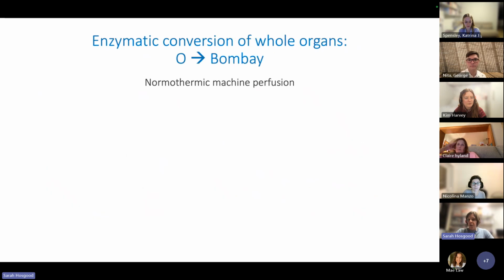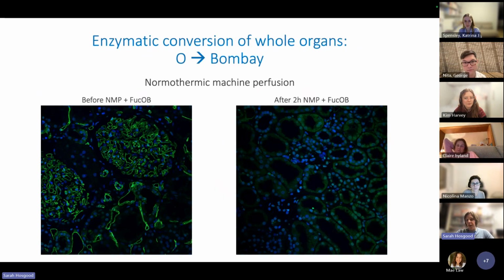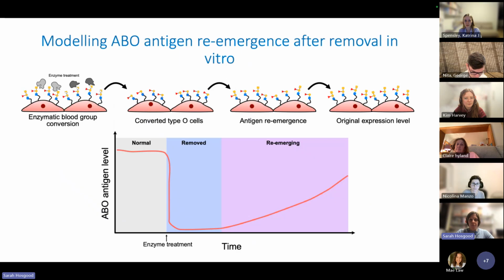Again, there's been an enzyme formulated from a bacteria called Fuco-B that can actually remove that H antigen. And we've done a very similar set of experiments in that we've taken human kidneys of blood group O, and then we've treated them with the enzymes during normothermic machine perfusion or warm perfusion. And what we find, so you see on the left-hand side, this is before treatment. So you see the nice green bright staining, which is the H antigen. And then after 2 hours of treatment, it's completely gone.